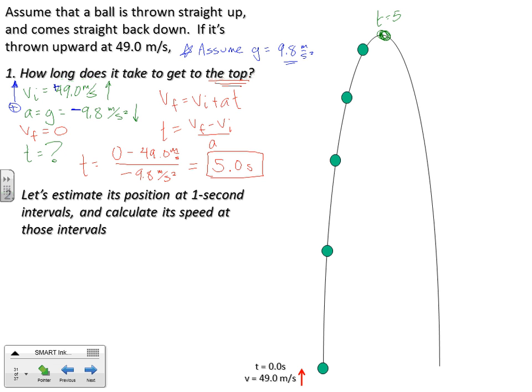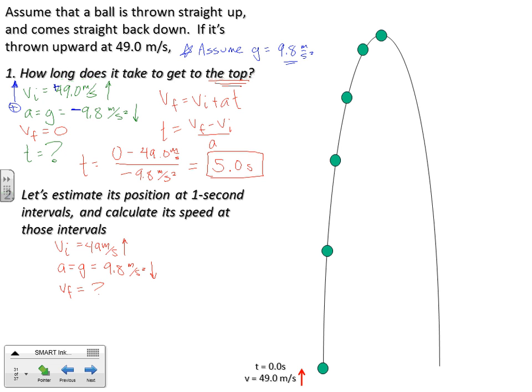All right, let's do a little calculation, or maybe just a little thinking, and figure out what its speed is at these 1 second intervals. Here's one way we can do it. We could say that Vi is 49 upward, and A is g, 9.8 downward.